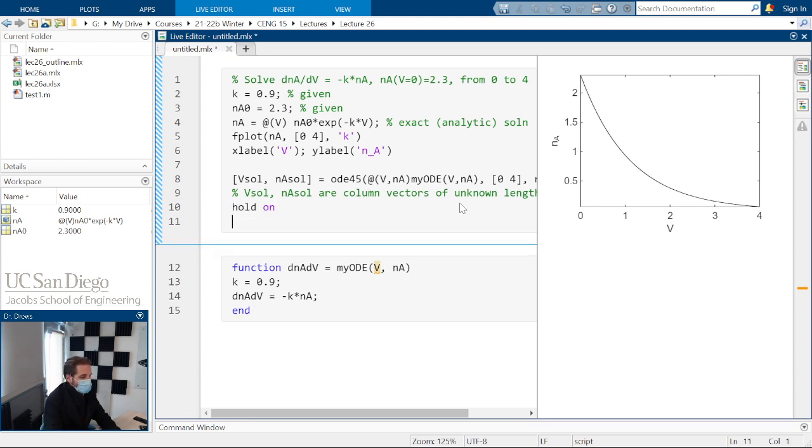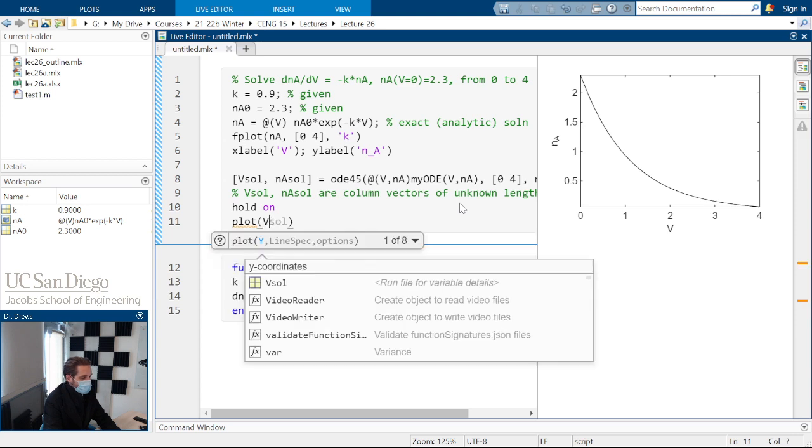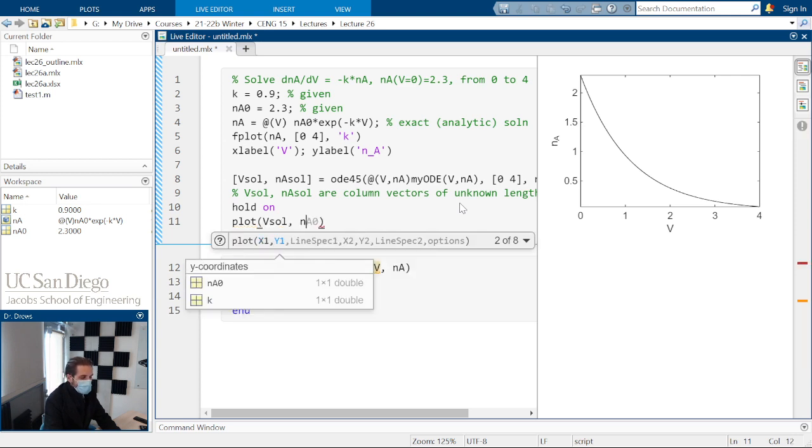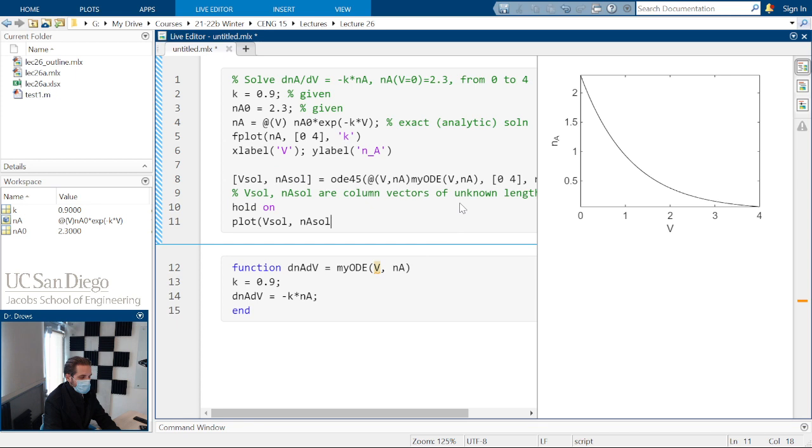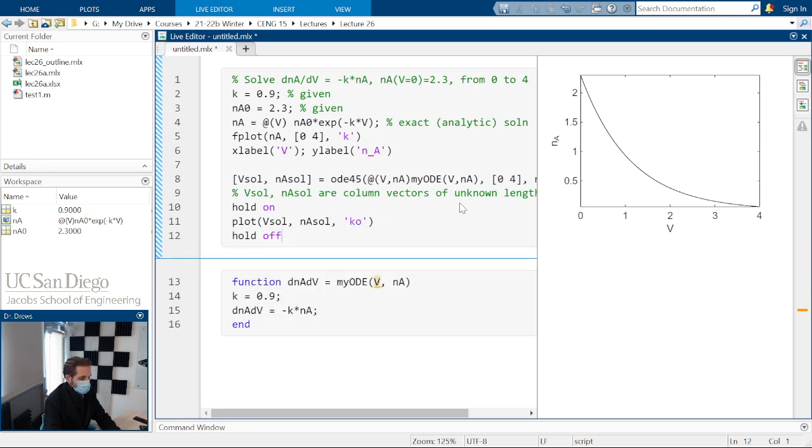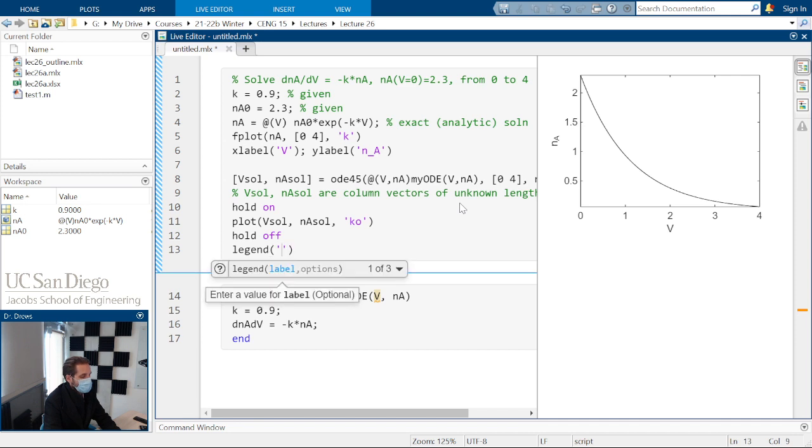So if we want to add that, we can say hold on, and then just plot these regularly. This is not an fplot because these are coming out as vectors. And then we should add a legend to distinguish between the exact answer, which is the first one that we did, and the approximate answer, which is the one that ODE45 is going to give.